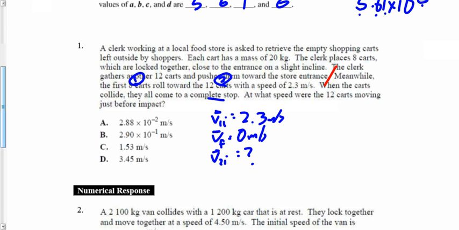So we say PI is equal to PF: M1 V1I plus M2 V2I equals... what do we want to make the final momentum? It all kind of comes together and stops, right? One object, it's 20 carts times the velocity of 0. Why don't we just make the momentum 0 then, right? Make sense?